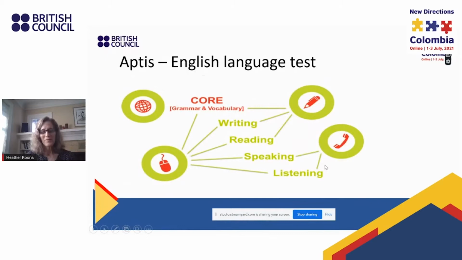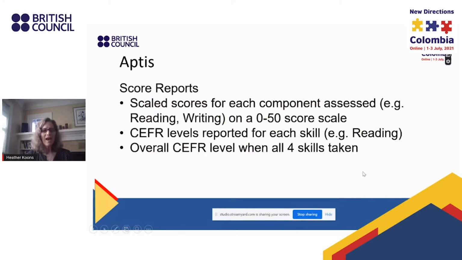So I imagine all of you are very familiar with the British Council's Aptis test of English language. But just as a reminder, that has four main components: the writing, reading, speaking, and listening, as well as a core grammar and vocabulary. Today, I'm focusing on reading because we've linked the Lexile Framework with reading with the Aptis assessment. They have Aptis assessments for teens as well as adults. When the score report comes in, you get an Aptis score on a scale of 0 to 50, and that's the score that we're really linking to with the Lexile Framework.